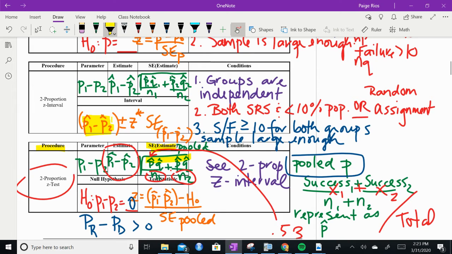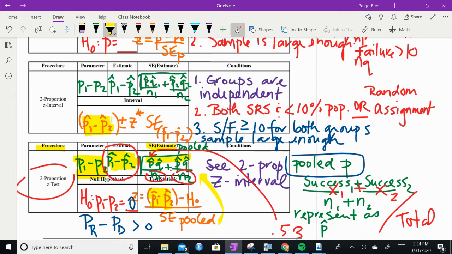And then when we're dealing with a z-test, the parameter is the difference in the two proportions, and then the estimate is the difference in the two samples, okay? So that converts to a z-score where you have your data, the difference between the two samples, minus your null hypothesis over your standard error. And remember, your standard error is found right above here.